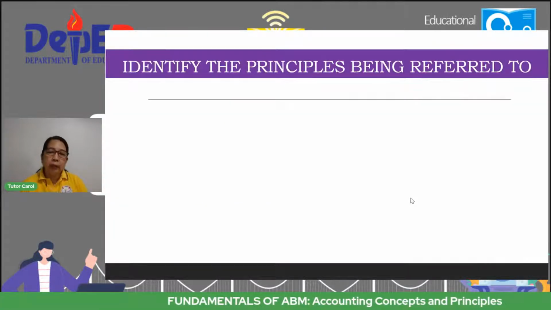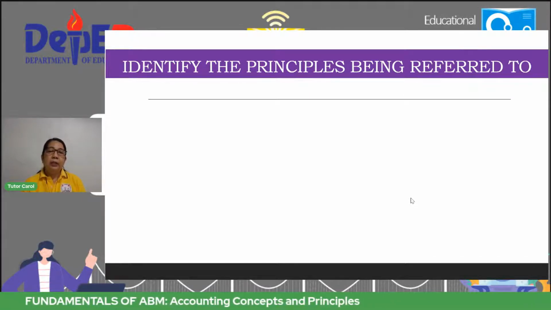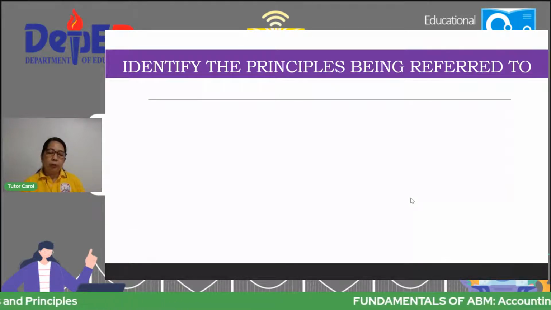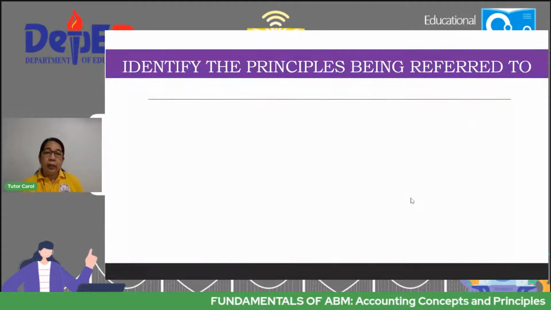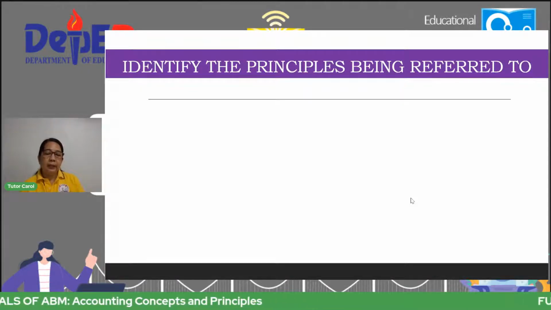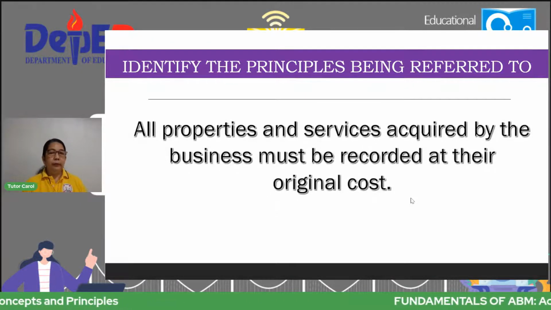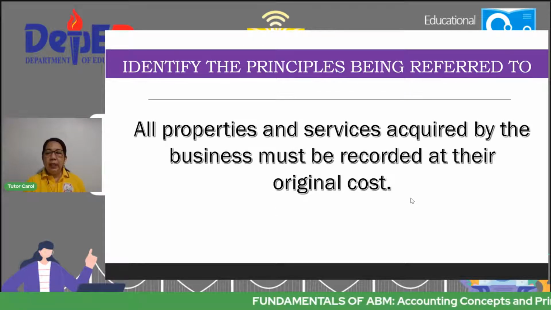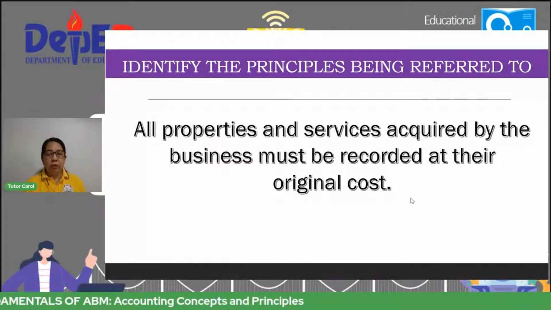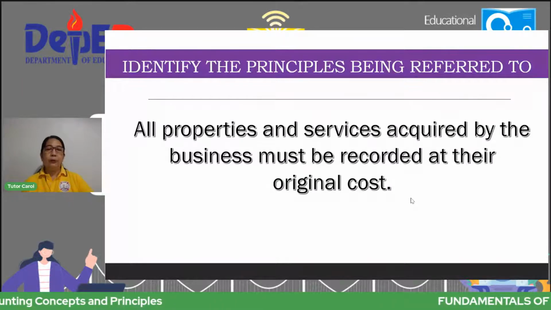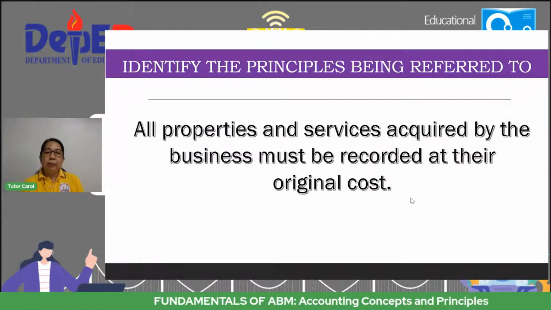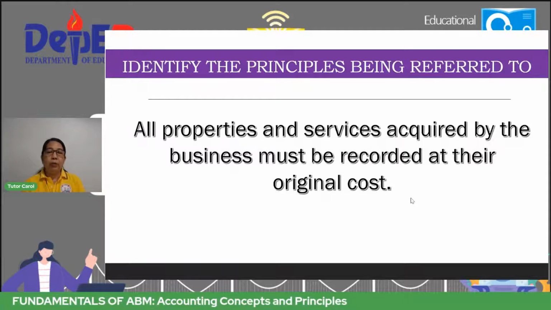Okay. Next. Nakatatlo na tayo ulit. A total of 6 na. So, check naman natin. Dun sa tatlong huli, okay, na pinag-aralan natin, which is objectivity, cost principle, and accrual principle. I have here a case. Okay? All properties and services acquired by the business must be recorded at their original cost. Ano yan? All properties and services, okay, acquired by the business must be recorded at their cost, original cost.